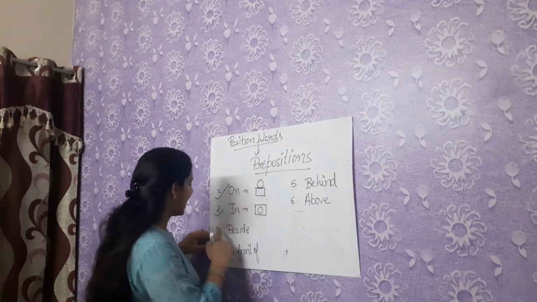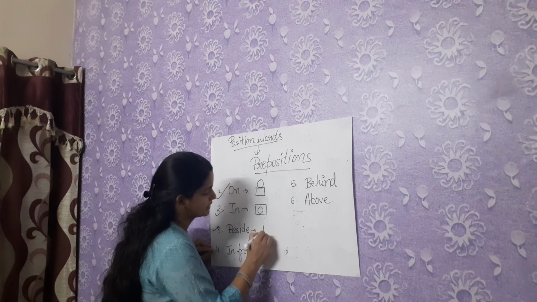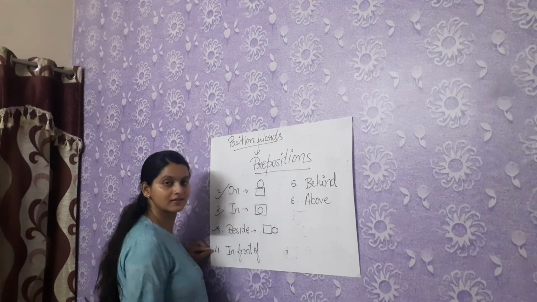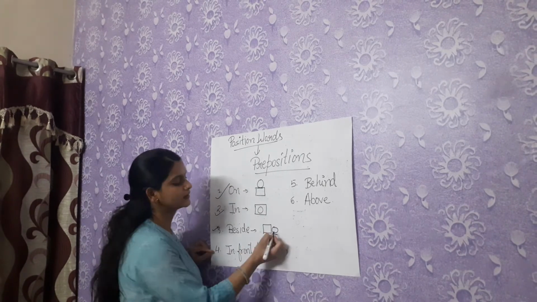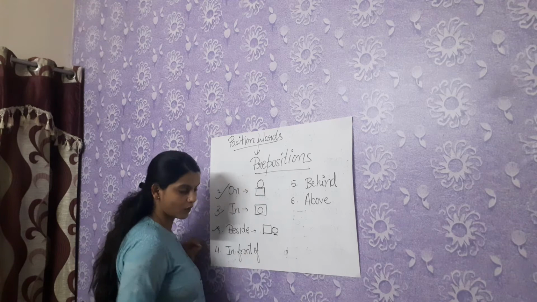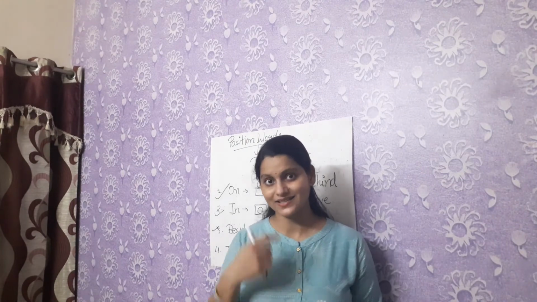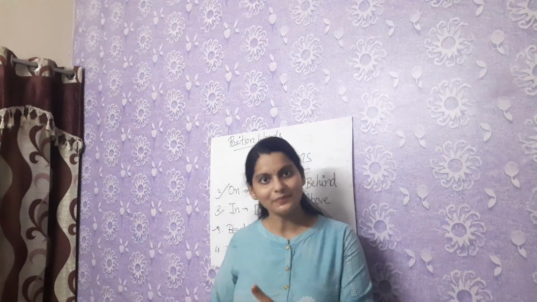The third one is beside. Suppose the box is here and the ball is there. So the ball is beside the box. Another example you can use: my friend is sitting beside me.